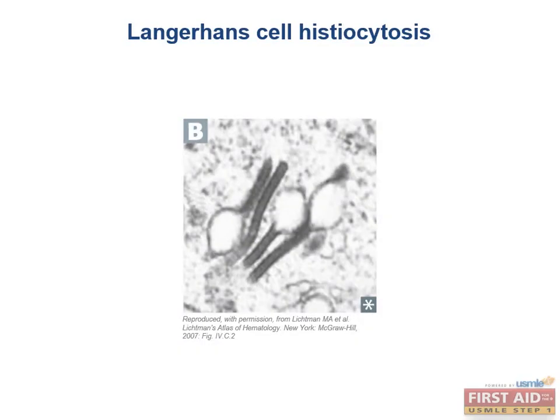One important thing to remember is that Langerhans cells are S100 and CD1a positive. An electron micrograph will reveal characteristic Birbeck granules that look like tennis rackets, as shown in this image.